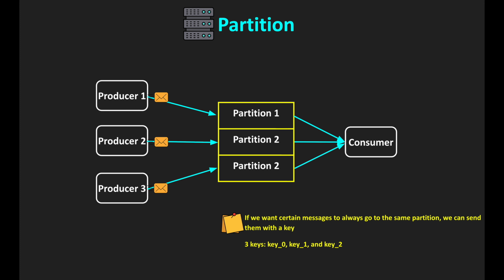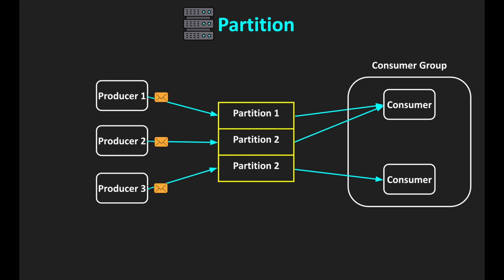So for example, in this case, let's say we have key 0, key 1, and key 2. If we are producing messages only with these three keys, the messages with key 0 will go to the first partition, key 1 to the second partition, and key 2 to the third partition. So that's how we scale from the producer side.